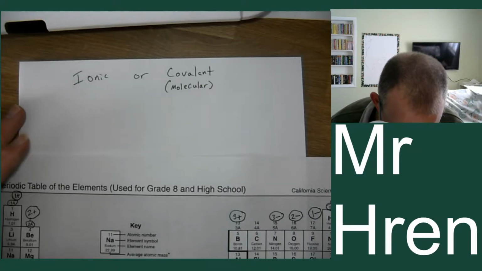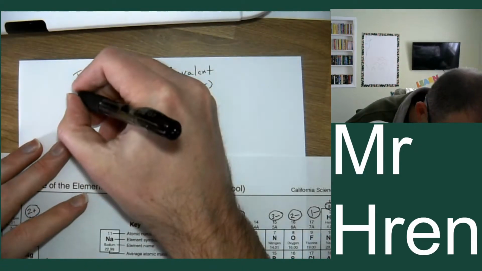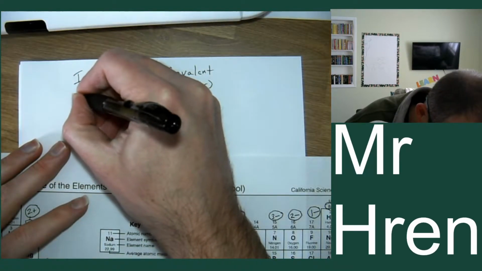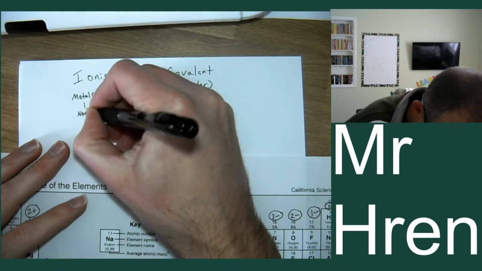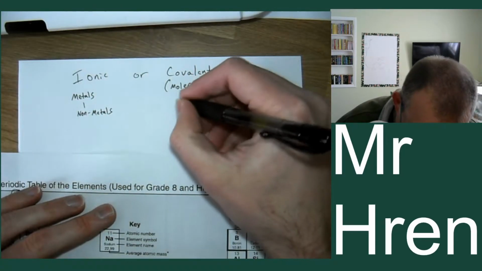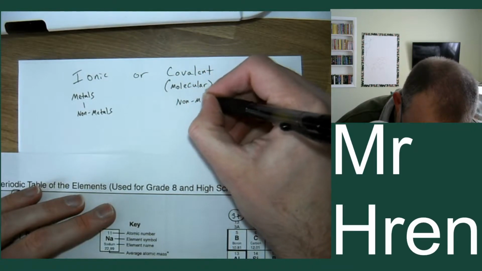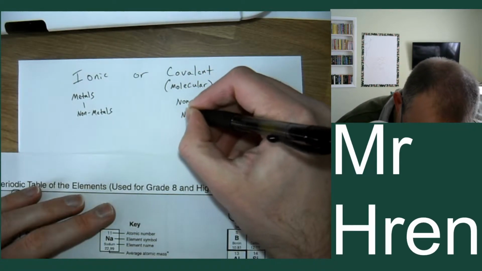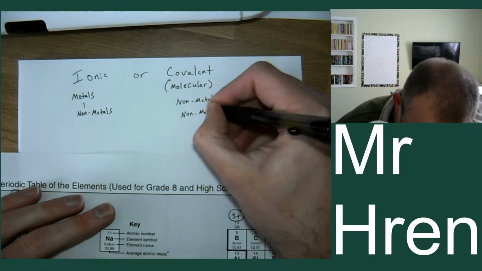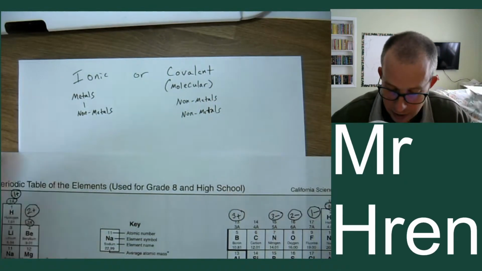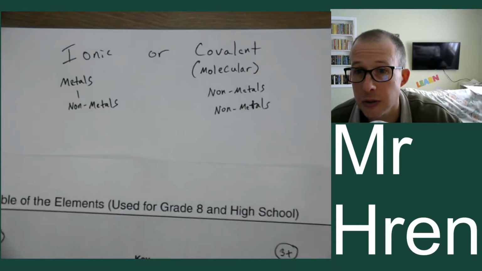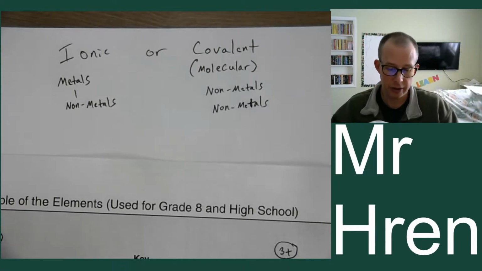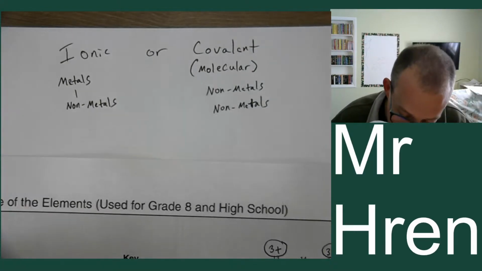Now, ionic bonds, pretty simple. These are metals bonded to nonmetals. Covalent compounds are nonmetals bonded to nonmetals. So we've got ionic, metal to nonmetal, and covalent, nonmetal to nonmetal. All right, it's pretty simple.